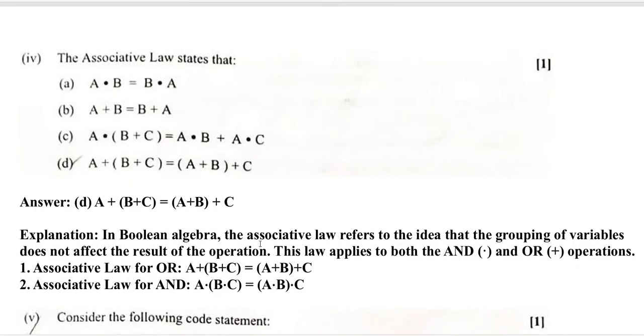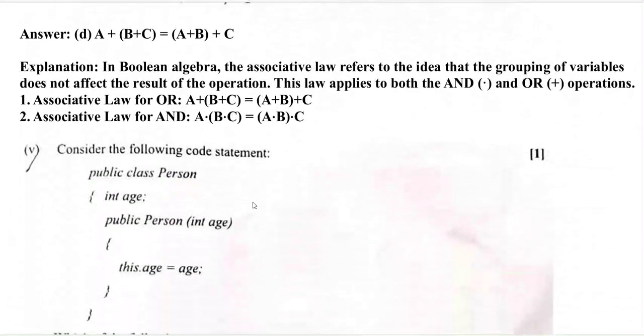Thus, if I go through the associative law for OR, the answer is A plus (B plus C) equals (A plus B) plus C. And the associative law for AND is A dot (B dot C) equals (A dot B) dot C. So hence the correct answer is option D. Let's move to the next question, question 5.